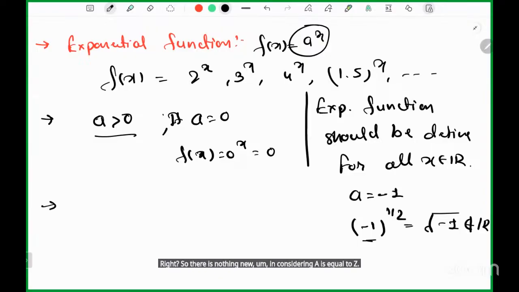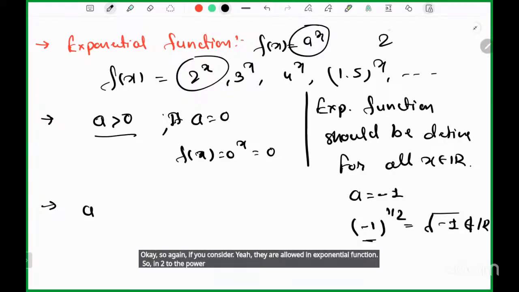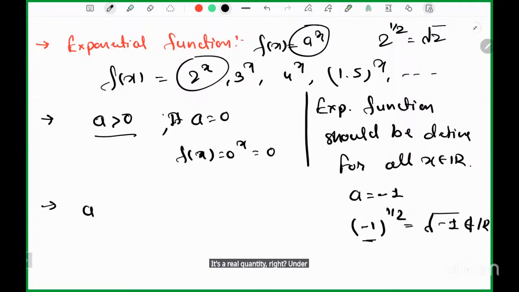Okay. So again, rational powers are allowed in exponential functions. In 2 to the power x, you can figure out what 2 to the power 1 by 2 is. It's a real quantity, right? The root of 2 is a real number. Although it's irrational, it's a real number.